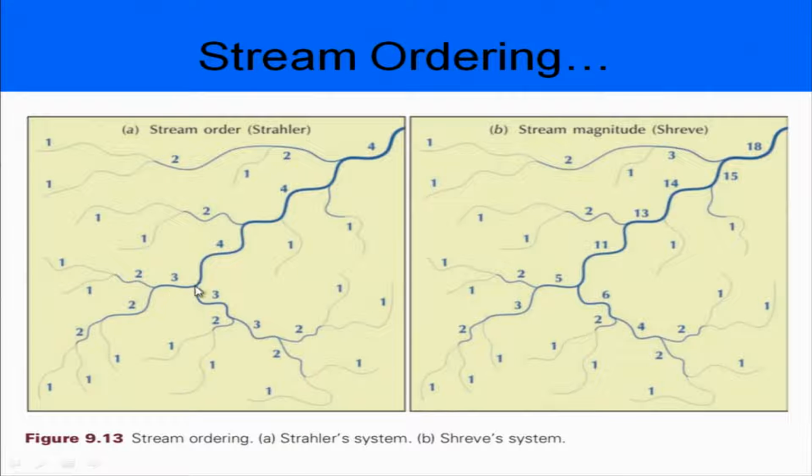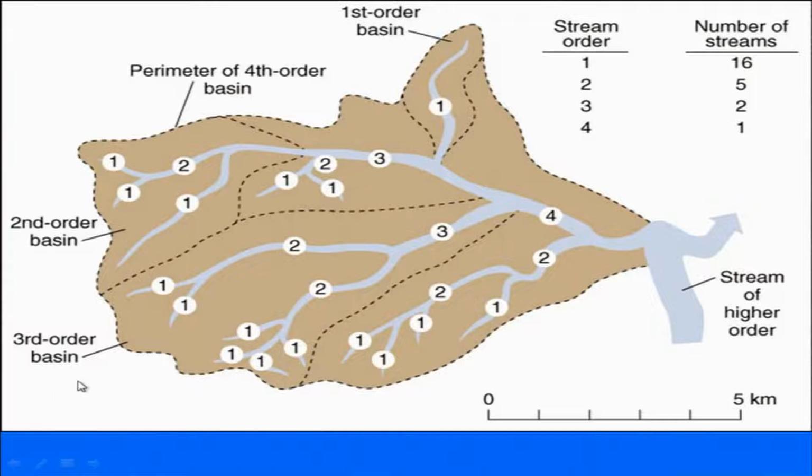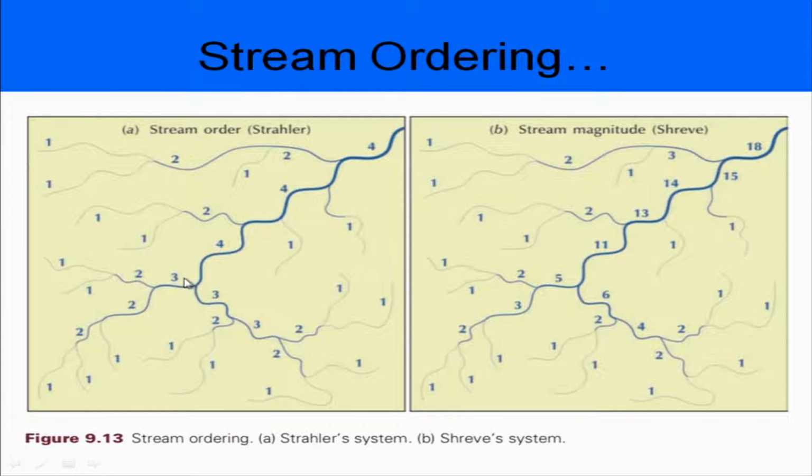So finally, you have the smaller sub basins. Up to this point you can say that this sub basin is a third order stream, whereas this one from here is a second order stream. And then finally the trunk stream is fourth order. So this is after Strahler.